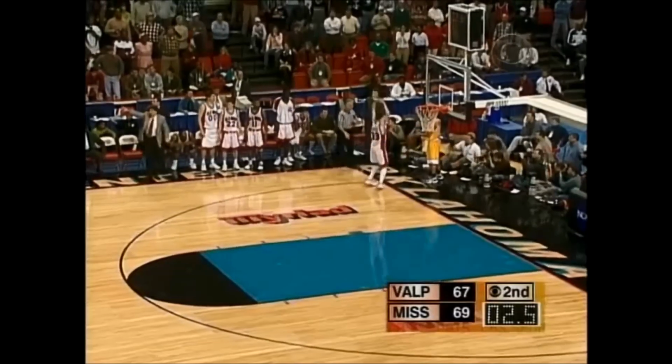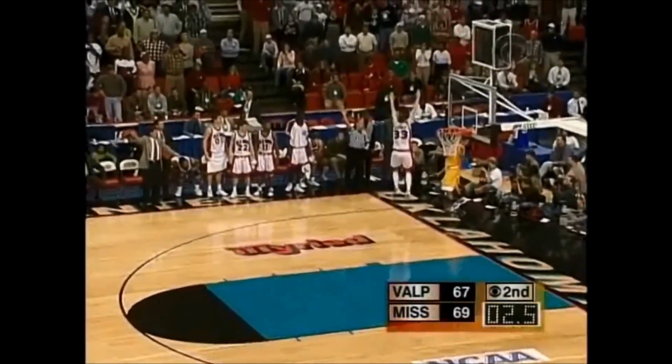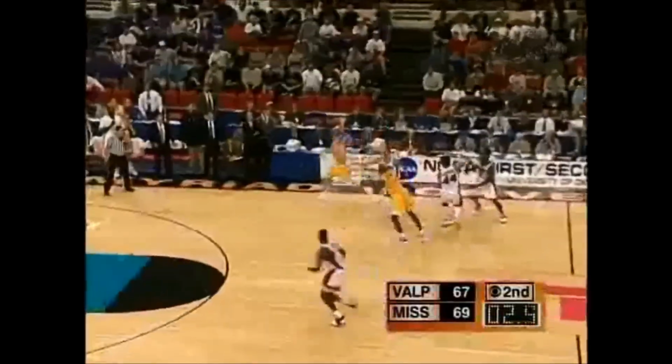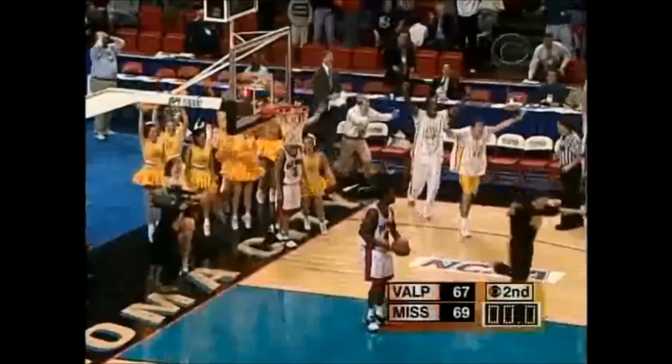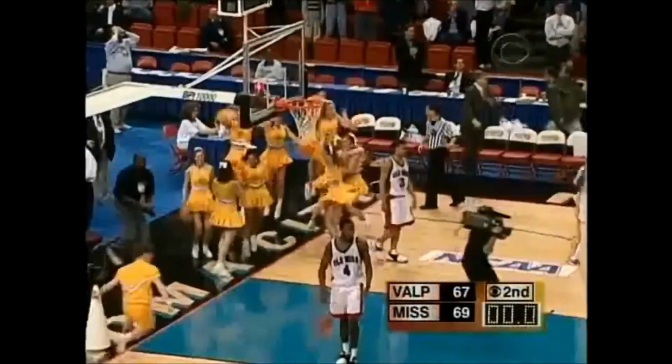By Jamie Sykes, Carter pressuring. It's to Jenkins, the Drew for the win! Good! He did it! Bryce Drew did it! Valpo has won the game! A miracle!